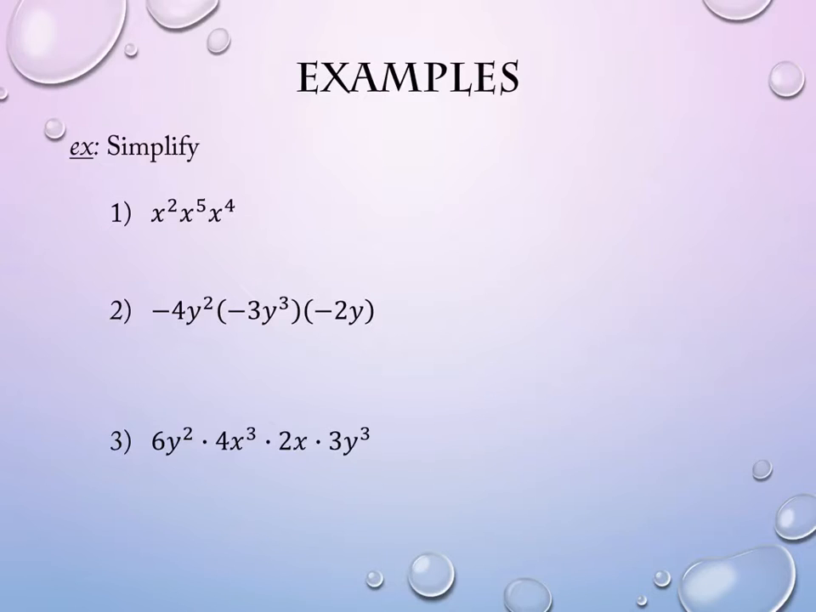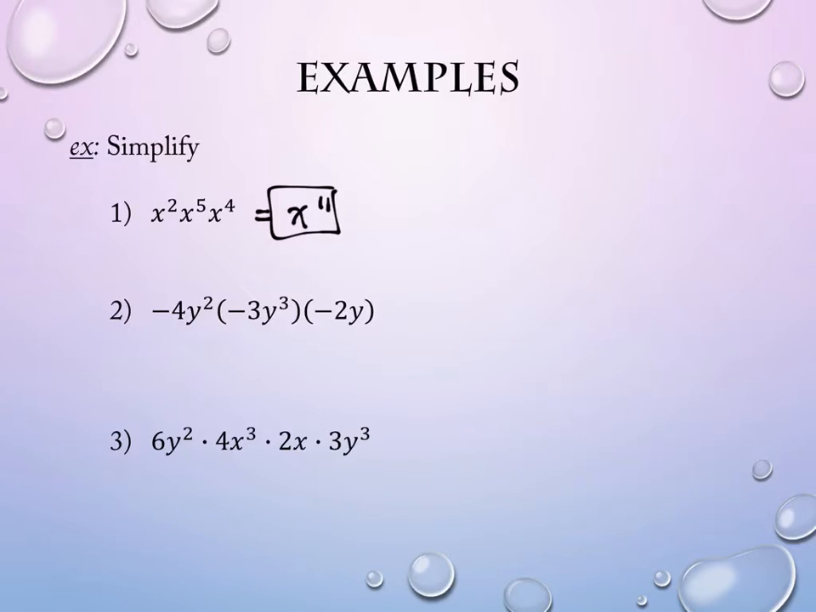So example number 1, the most straightforward one we're going to encounter, is x squared, x to the 5th, x to the 4th. And those x's are all the bases, and they match. So this is property number 1. What would we do with those exponents? Add them together. So we would add 2 plus 5 is 7 plus 4 is 11, and we're done. Okay? Really not a lot of work to show there.